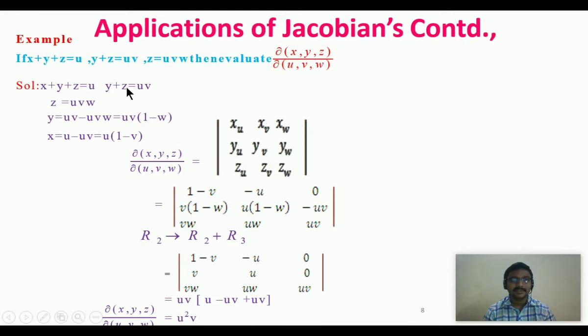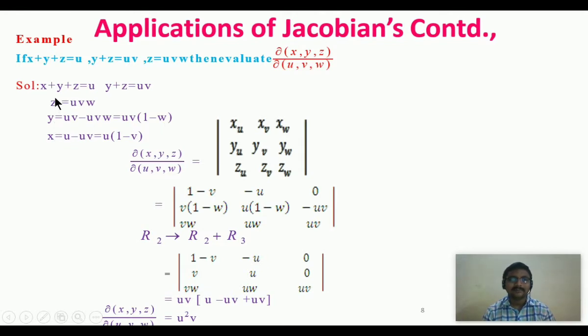So in the given equations, the third equation, that is z is uvw, already has z in terms of uvw. Now, the second equation, that is y plus z is uv. Thus, we will have y is uv minus z. But what is z here? Uvw. So, replacing z as uvw and taking out uv, we will have y is uv into 1 minus w. Thus, y becomes in terms of uvw.